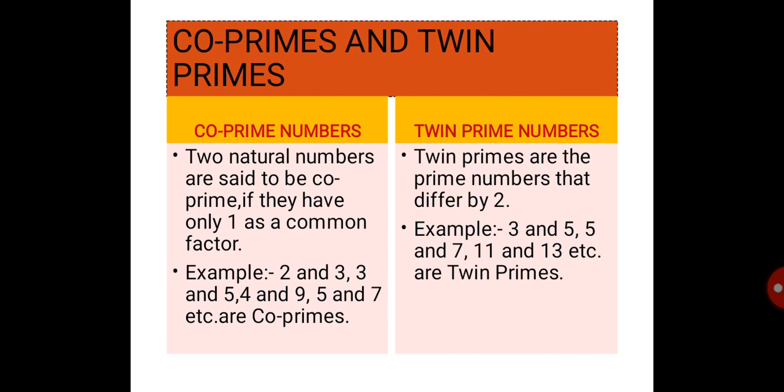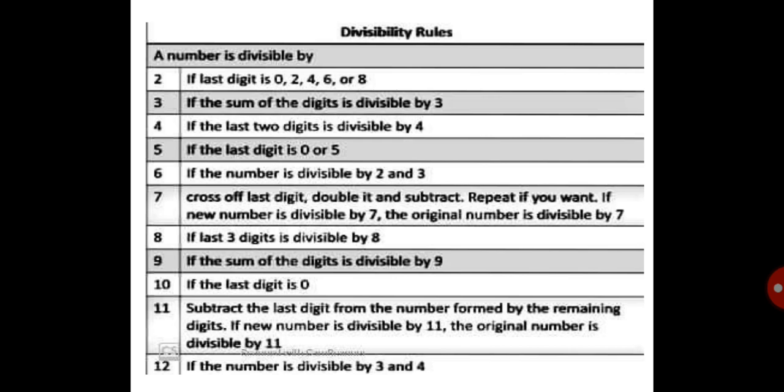Now twin primes. Twin primes are the numbers that differ by 2. Example: 3 and 5, 5 and 7, 11 and 13 and so on. Now proceed to our next topic, divisibility rules. My dear students, these are very important rules for division. Divisibility rules are a shorthand way to determine whether a given integer is divisible by a fixed divisor without doing the division. Here I have given some rules.